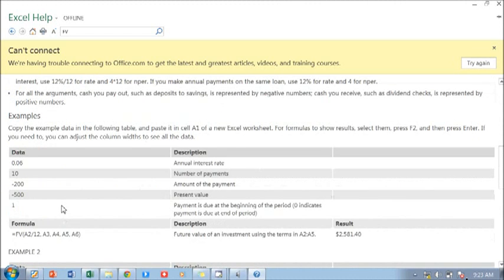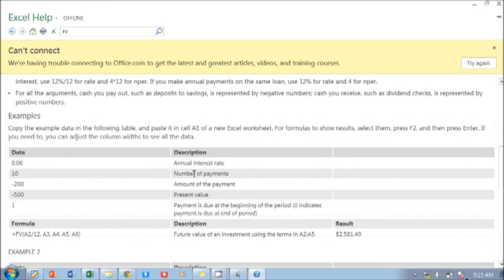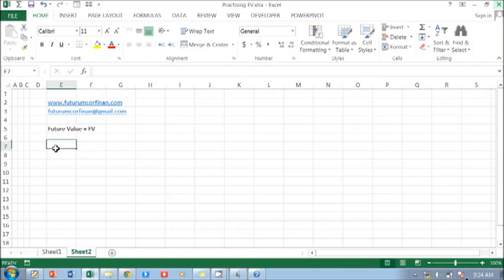I will check the example that Excel help gives us. We have 6% here, 10 for your period, and then minus 200 for your PMT, and that's for your annuity, 500 for your present value, and 1 here. So the result, if you look at it, is 2581.40. Let me put that into Excel to help you understand better.